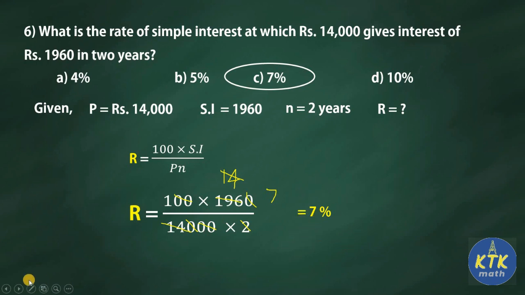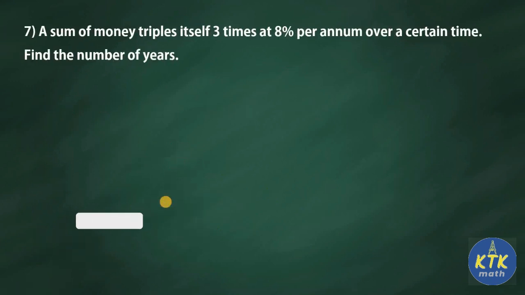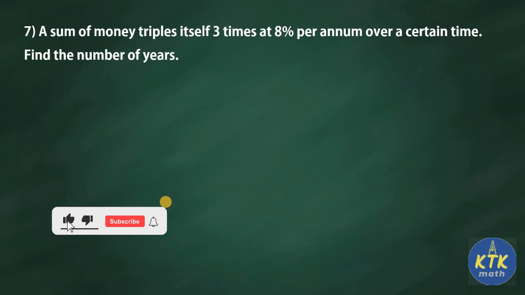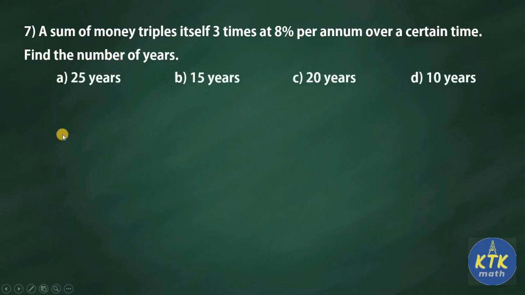We'll move on to the seventh one now. A sum of money triples itself at 8% per annum over a certain time. Find the number of years. A sum of money, we don't know what amount is given, but that amount gets tripled. If it is 10 rupees, it becomes 30. If it is 100 rupees, it becomes 300. So this is how they gave. With rate of interest 8% over a certain time. Find the number of years. The options are 25 years, 15 years, 20 years and 10 years.